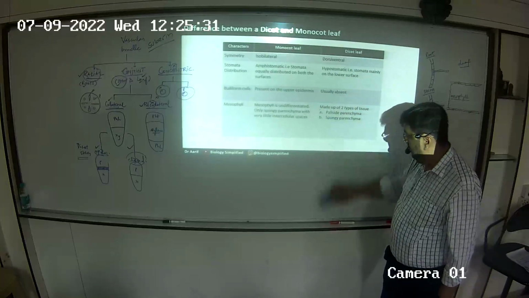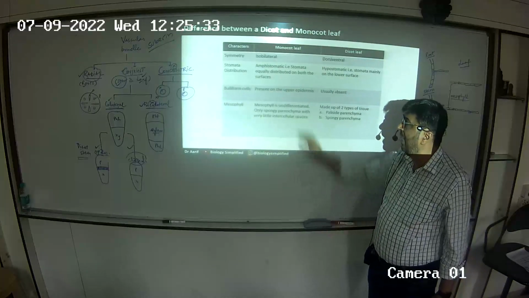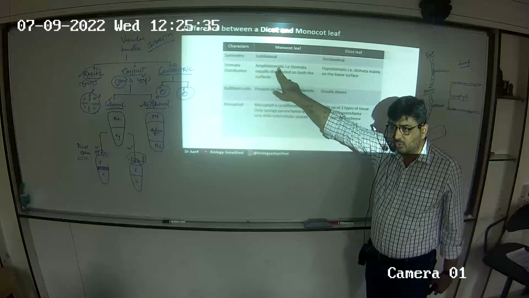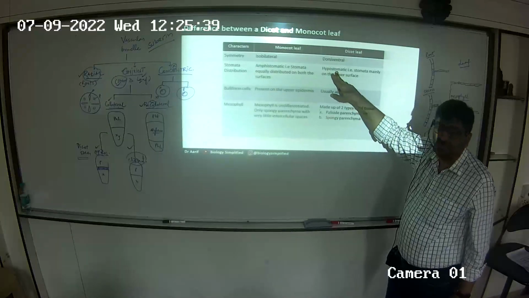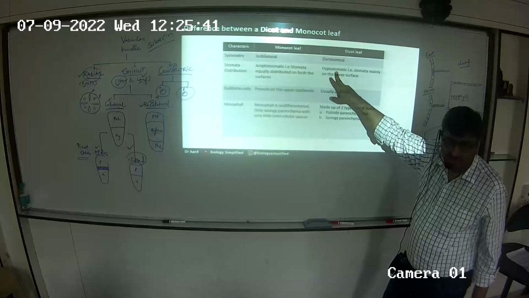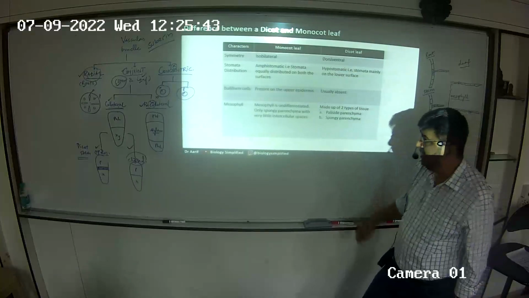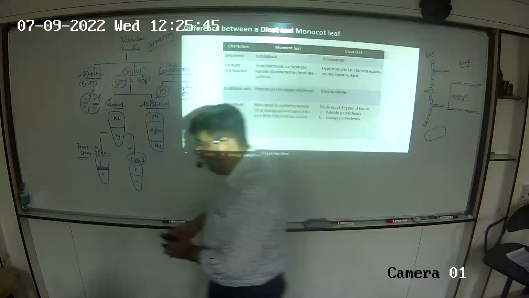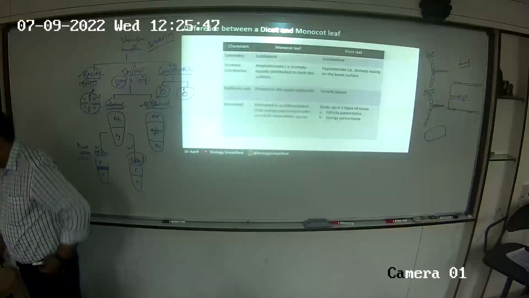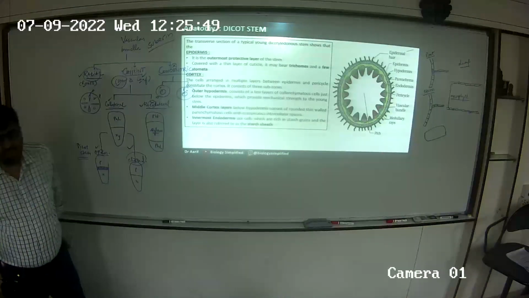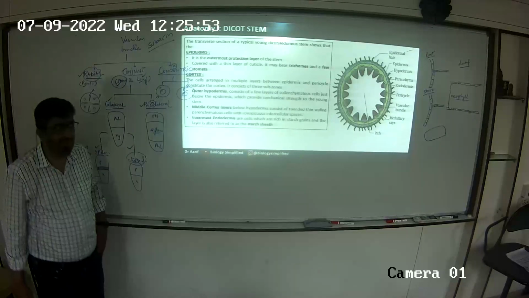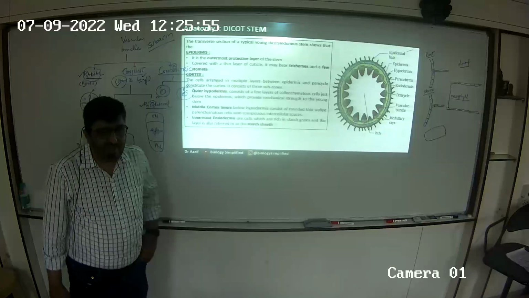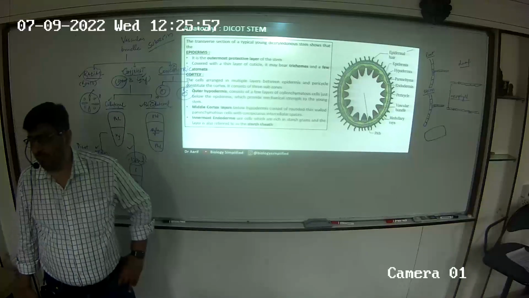Stomata on both the surfaces, hence it is called amphistomatic. Amphi is 2. Stomata more on the lower surface, so it is hypostomatic. Right? All the differences are very, very clearly outlined, please. Coming to the last point for today: dicot stem and monocot stem.